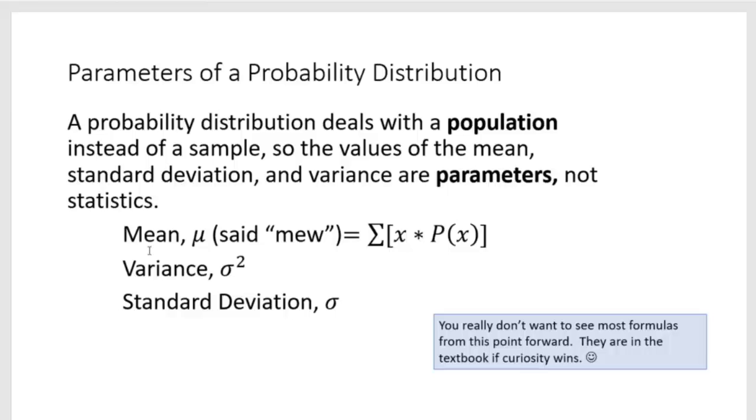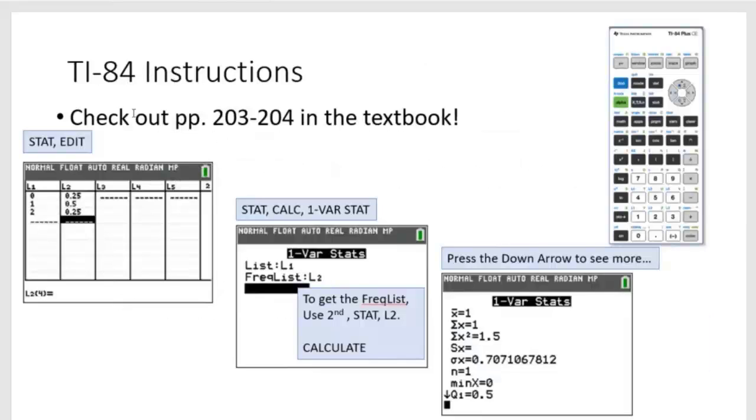Now, there are a lot of formulas, and you may find those as you go look other places, but if you've got your TI-84, you really don't want to use most of the rest of the formulas because I'm going to be able to show you how to use your calculator to find this information. So first of all, TI-84 instructions. If you can get to your online textbook, you can find this in detail on page 203 and 204 in the textbook. If you don't know how to get to that online textbook, you can send me a message. I'd be happy to share that information with you.